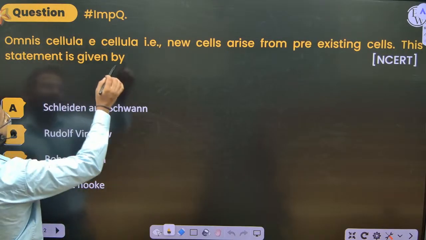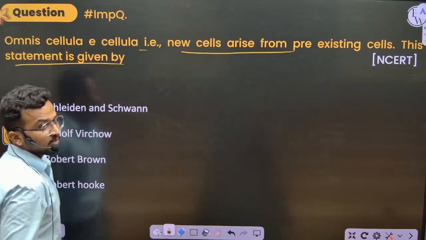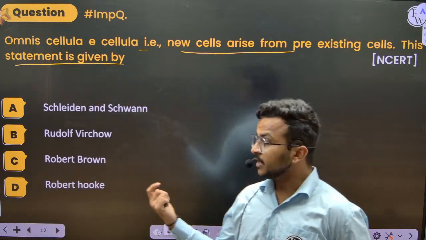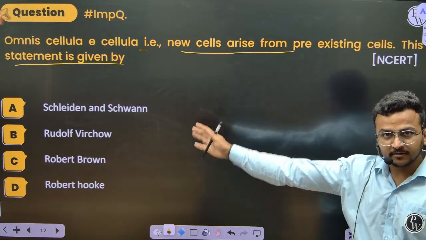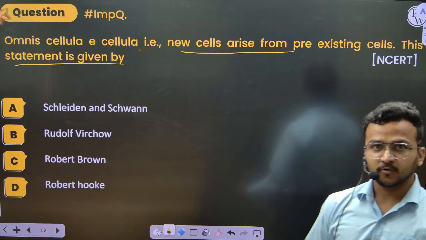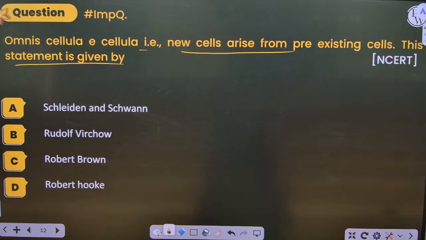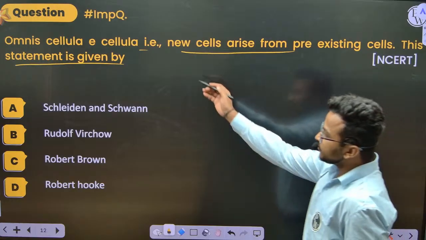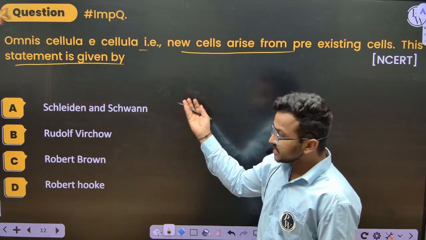Omnis cellula e cellula, that is, new cells arise from pre-existing cells. This statement was given by whom? Just check that statement. Which of the following? There are 4 scientists given. You can comment down the answer also in the chat section, where we can see which is the answer of this one.